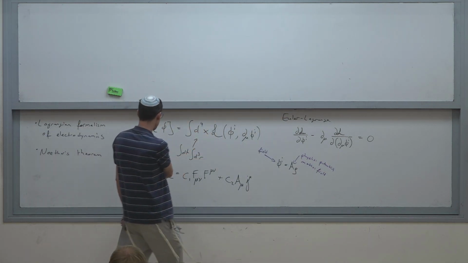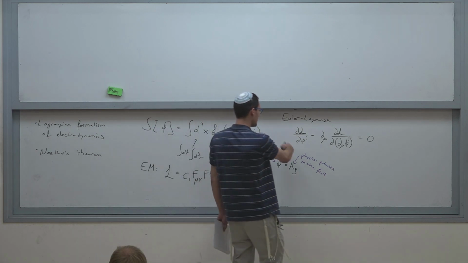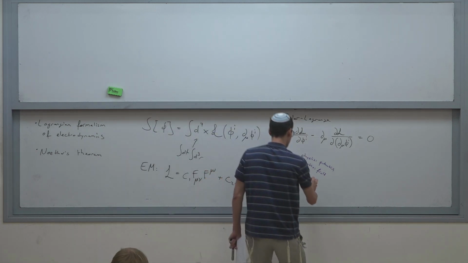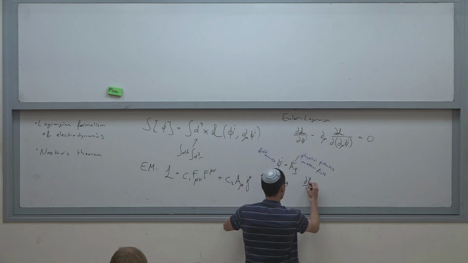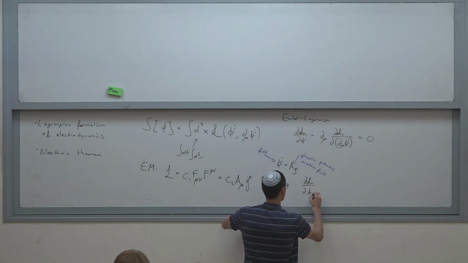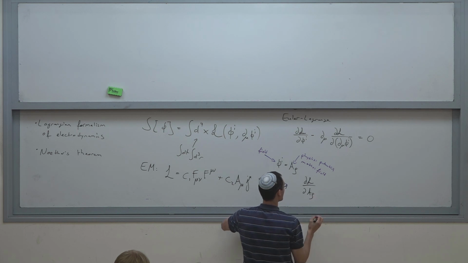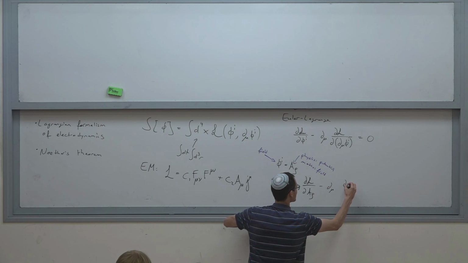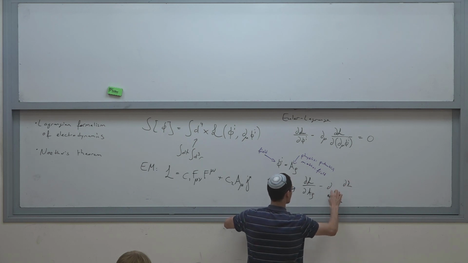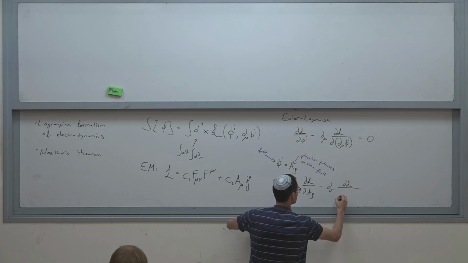So for the Euler-Lagrange equation for the electromagnetic field, I'm going to plug in my fields. So what I have to compute is the derivative of L with respect to A rho, and then minus d mu of the derivative of L. Sorry, I'm not going to use mu. I'm going to use sigma, just changing the index. I'll tell you why in a second.